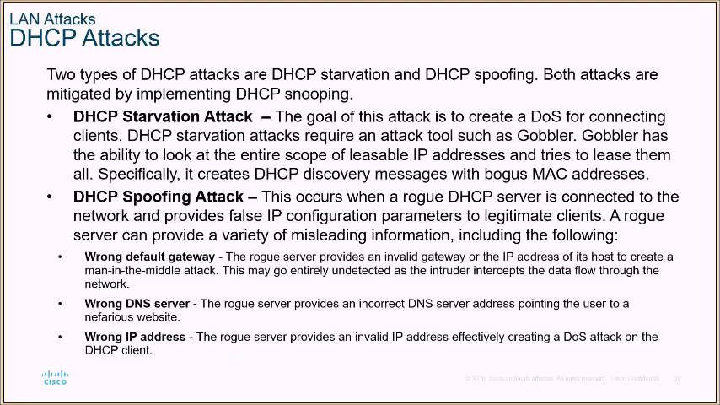And so of course, from there, other hosts can't connect because all the IP addresses have been used. All right, so with a spoofing attack, that's when they actually set up a rogue DHCP server, and it will give out false IP configuration parameters to legitimate clients. A rogue server can provide a variety of misleading information, including the following.